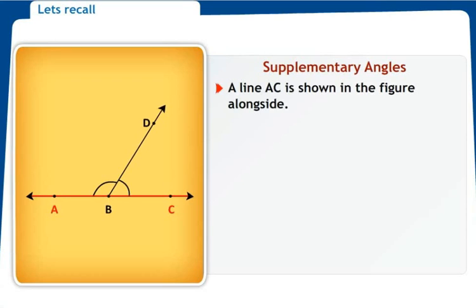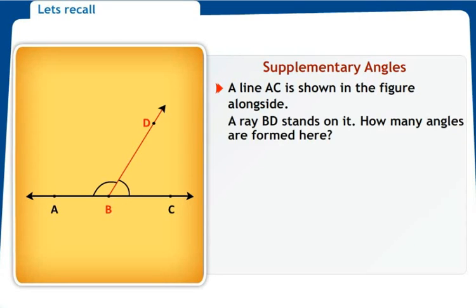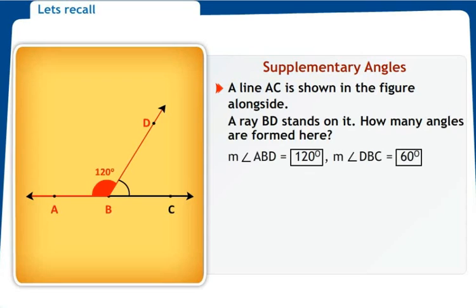So now we come to supplementary angles. You can see line AC shown in the figure alongside. Again here the straight angle ABC, point B is common, and AB and BC are the opposite rays. At point B you can see there is a ray BD. Now how many angles are formed here? You will see that in this figure, the angles formed are angle ABD and angle DBC.